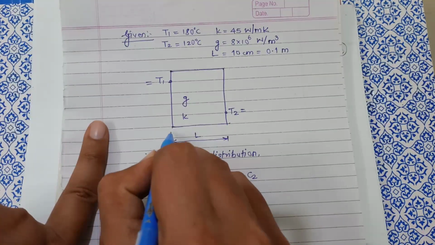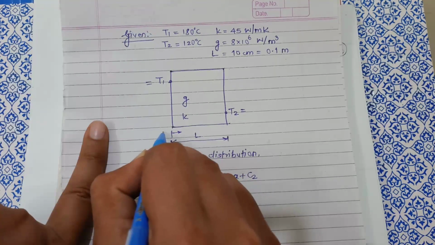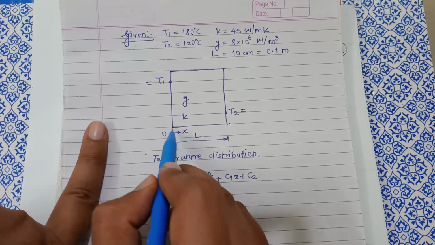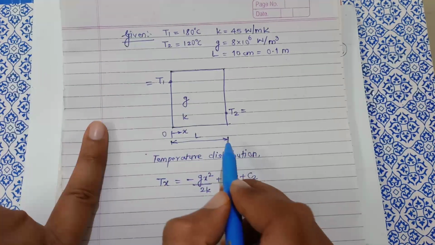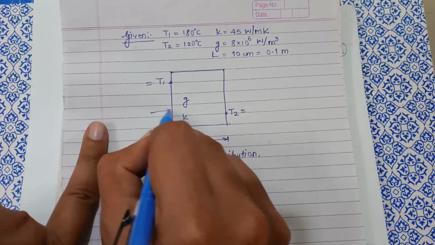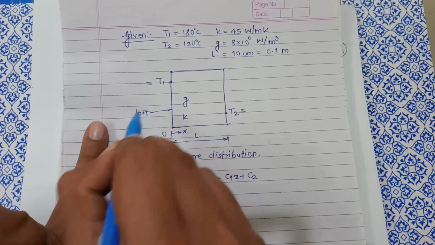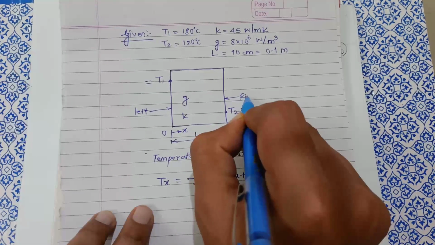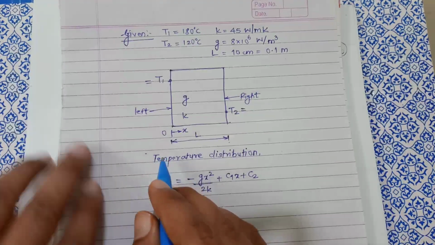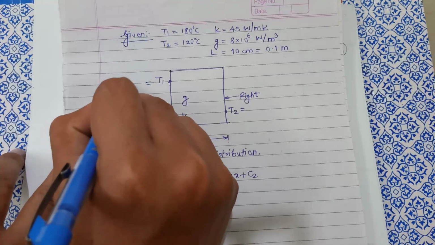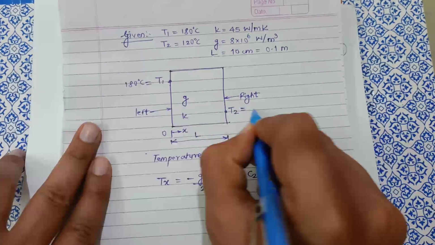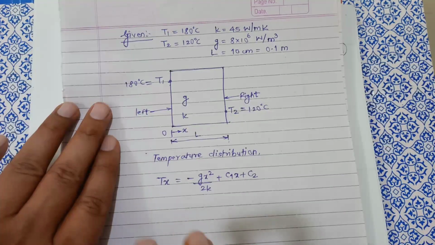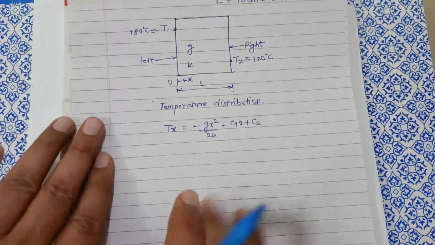If we observe, this is the starting point of our coordinate system, the origin. So this is x equal to 0 and this is x equal to L. This one is the left face and this one is the right face, as we will call it. T1 is given as 180 degrees Celsius, T2 is 120 degrees Celsius. So this diagram helps us to finalize our boundary conditions.